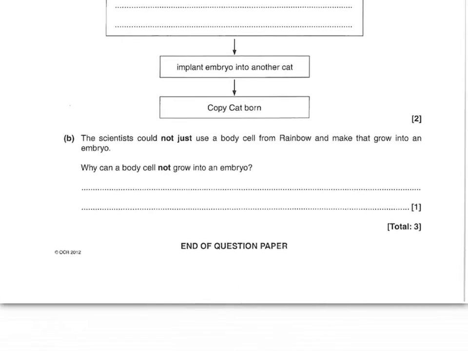Next question says, the scientists could not just use a body cell from Rainbow and make that grow into an embryo. Why can a body cell not grow into an embryo? And this is the idea that the body cells lose the ability to differentiate. So if you talk about the ability to differentiate, you get the mark there, and saying that body cells lose that ability. Or you could say that some of the genes may be switched off. You could also get a mark for just saying that it's not a stem cell. And that's it.